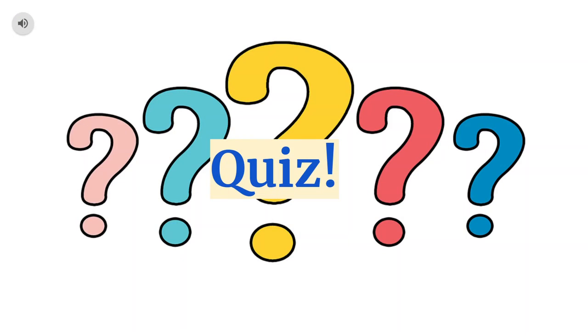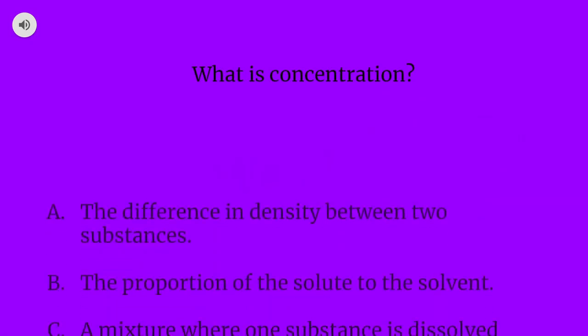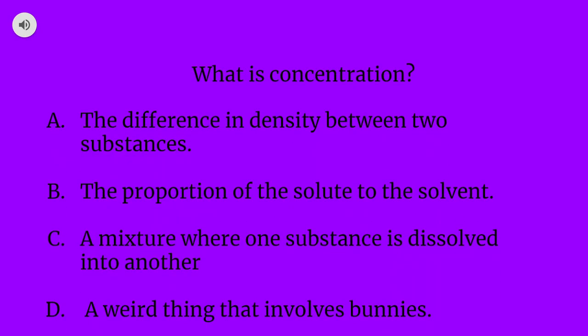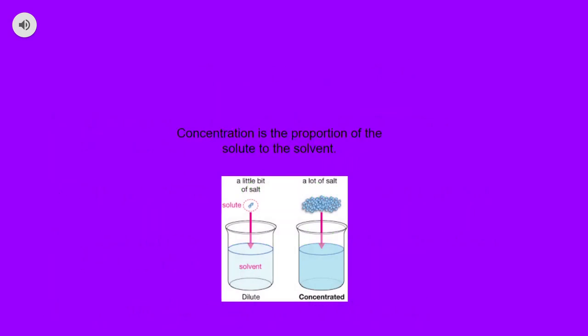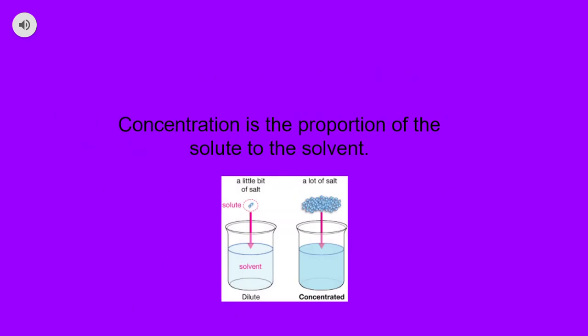It's quiz time! Get out your thinking caps! I encourage you to try to do this from memory, but if you have to look back, that's totally fine. Question 1. What is concentration? A. The difference in density between two substances. B. The proportion of the solute to the solvent. C. A mixture where one substance is dissolved into another. Or D. A weird thing that involves bunnies. The correct answer is B. Concentration is the proportion of the solute to the solvent.